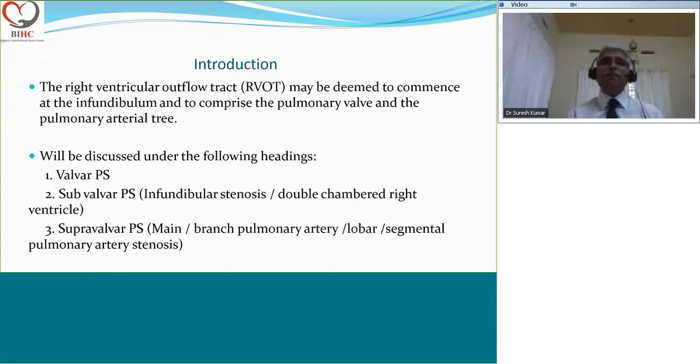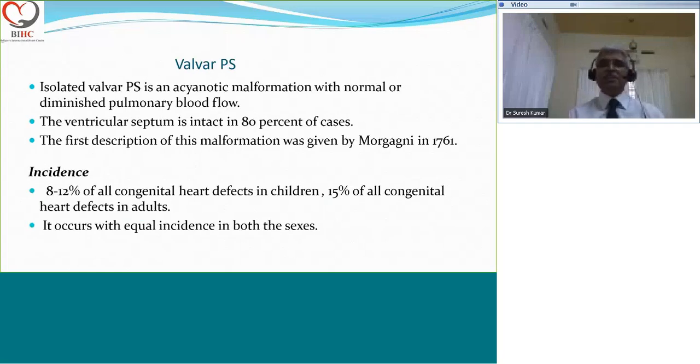Isolated valvar PS is a simple cyanotic malformation. The pulmonary blood flow is normal and may be diminished in extreme cases. The ventricular septum is generally intact, and this disorder accounts for 8 to 12% of all congenital heart defects in children and a slightly higher figure of adult congenital heart disease. There is no gender predilection.